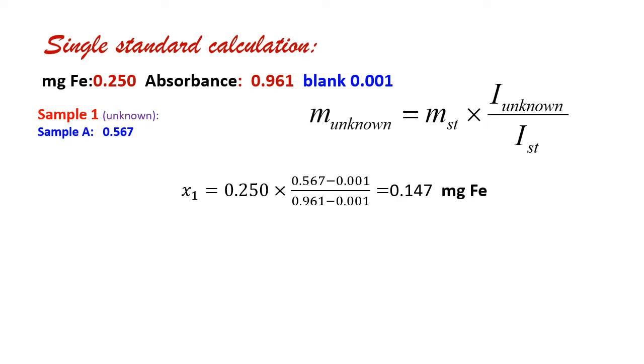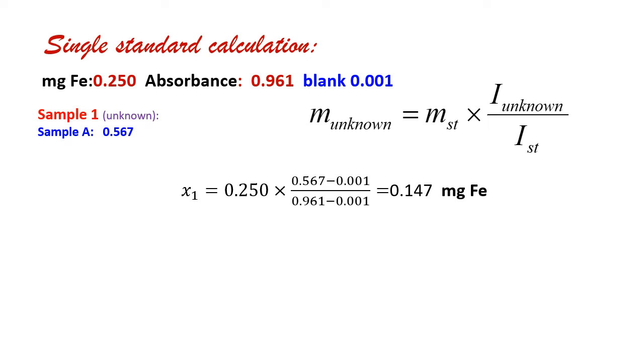Next, we use single standard calculation. We are not making calibration, but we already know that calibration would be linear. This is a risky approach, but it's much faster, of course. So I'm doing one standard. In this case, for 0.25 milligrams of iron, some procedure gave absorbance of 0.961. Blank was 0.001. Now, the sample was done exactly the same way, giving me this result.